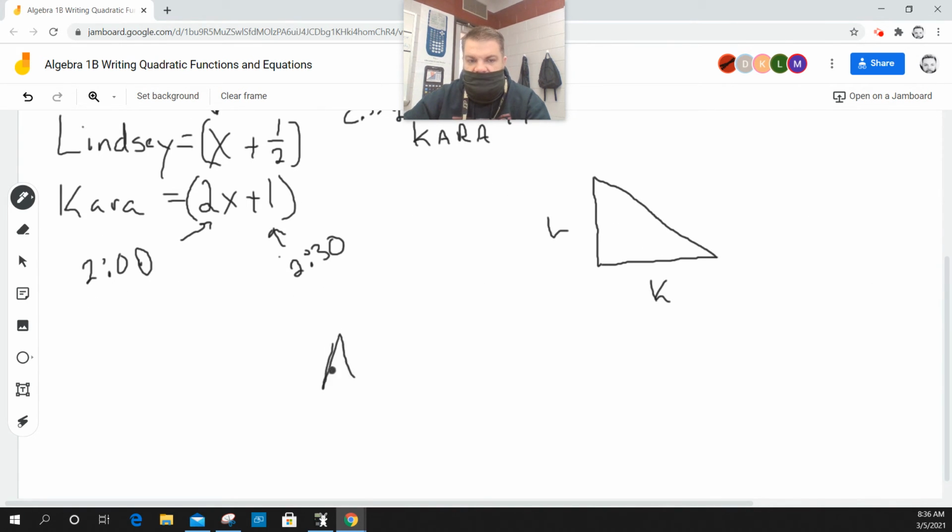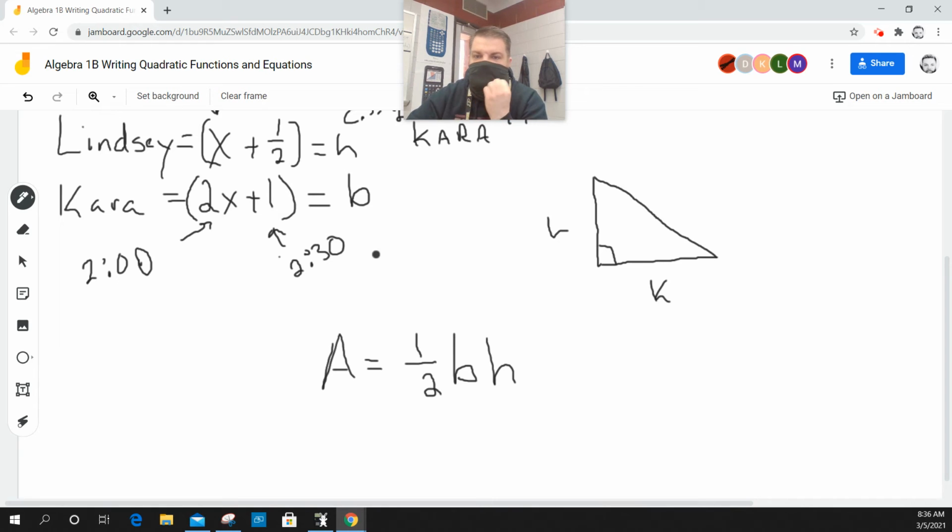Well, the area has a formula, which is 1/2 times the base times the altitude height. Because Kara went due east and Lindsay went due north, the height is really Lindsay's distance, and the base is really Kara's distance, right? So this is like really the height of the triangle, and this is like really the base.